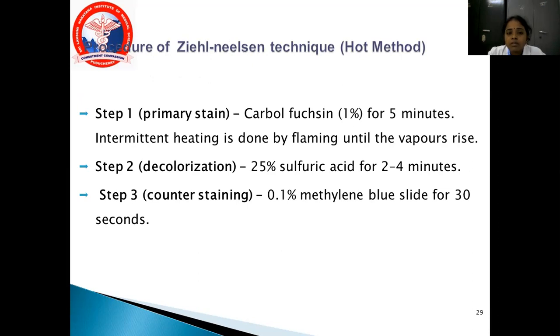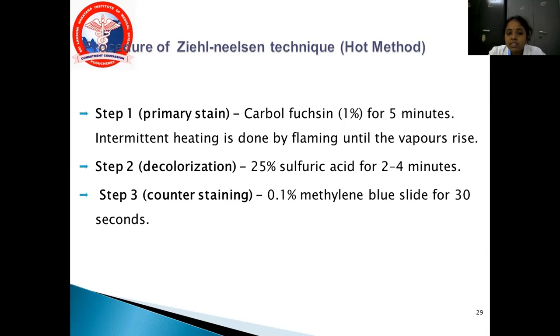So what is the primary dye we are using? Strong carbol fuchsin, for 5 minutes. During that time, intermittent heating is done by flaming until the vapors rise. So it should not boil; only the vapor should rise.